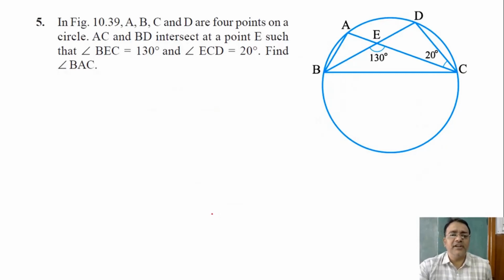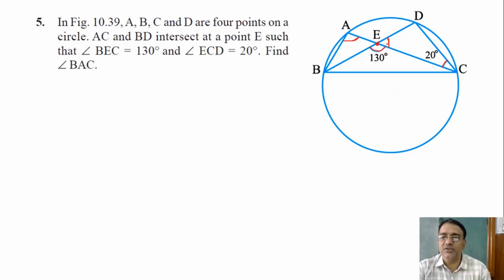In figure 10.39, A, B, C and D are 4 points on a circle. AC and BD intersect at point E, such that angle BEC is equal to 130 degrees and angle ECD is equal to 20 degrees. Find angle BAC. This angle we need to find. Okay, so how do we find it? First of all, CED. Look carefully, what is the value of this angle? 50 degrees. How? Linear pair.